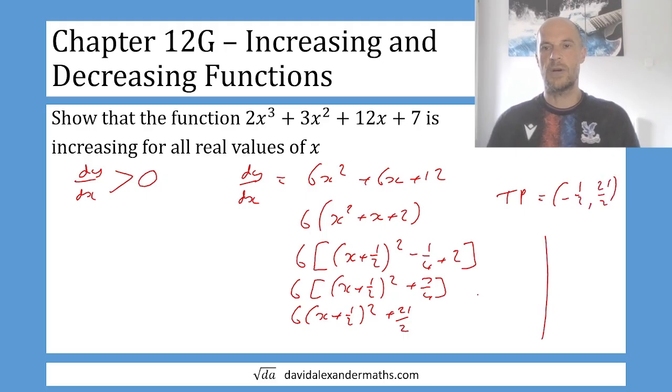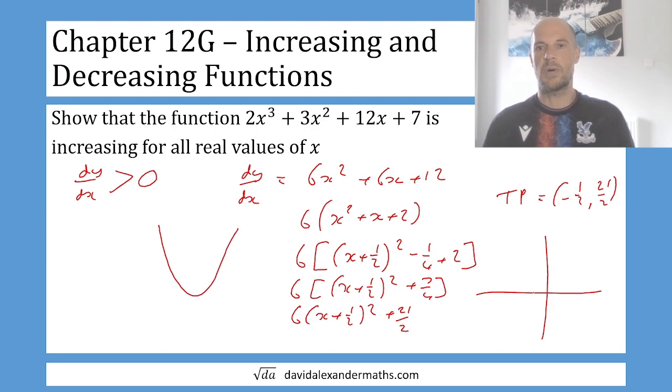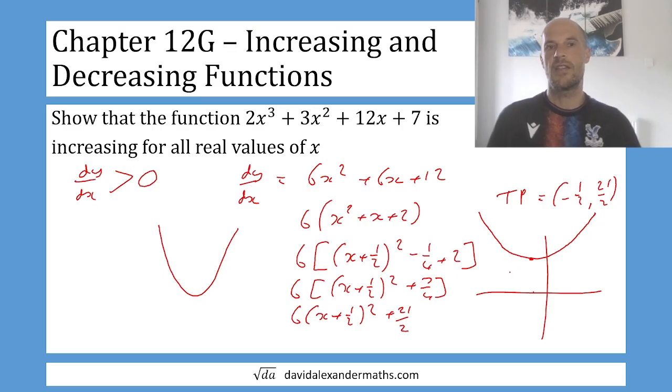So let's just do a quick sketch. So this is the sketch of the gradient function. So the turning point, so it's a positive x squared, so it's a U-shaped graph, and it turns right at minus 1/2, 21 over 2. So the turning point is, let's say here, doesn't matter that it's not really accurate. So we can see that the turning point is above the x-axis. So the gradient, this is a sketch of the gradient function, it is never negative. So because dy by dx is always greater than 0, therefore that shows that the function is always increasing.